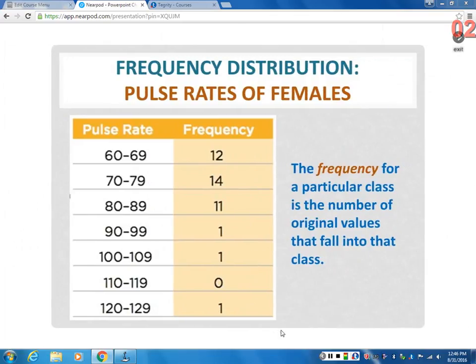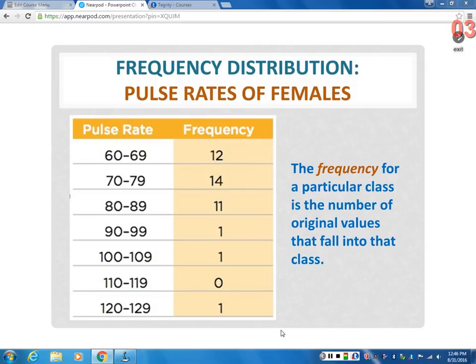So what I've done in this frequency distribution is I've chosen the lowest value of the pulse rates, which happens to be 60, and made up classes that are incremented by 10. So the first group goes 60 to 69, and the next group goes 70 through 79, 80 through 89, 90 through 99, 100 through 109, 110 through 119, and 120 through 129. And then I went through the data and I counted how many women had pulse rates in the 60s, and there were 12. And then how many women had pulse rates in the 70s, and there were 14. And how many had pulse rates in the 80s, and there were 11. And then the 90s, there was 1.